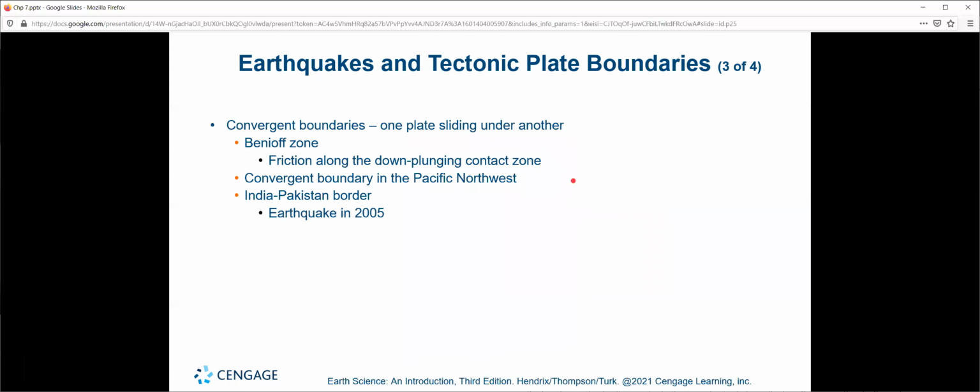Convergent plate boundary, what is that? Let's go back to our plate tectonics conversations. A convergent plate boundary is when one plate hits another plate, usually one subducts under. What's going to happen to that subduction? Well, you're going to get some rock touching rock. You're going to get some bending, some brittle breakage. You're going to get earthquakes. Here we could talk about the Benioff zone, or the friction along the downward plunging contact zone. Essentially, that is the top of the downward plunging plate.